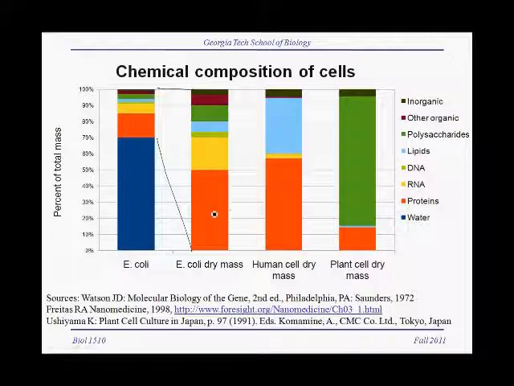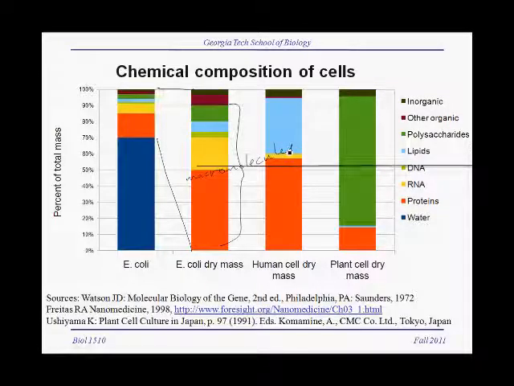About half of it's protein, here shown in orange, and then we have RNA in yellow, DNA in green, lipids in blue, and polysaccharides in green. All of these are what we call macromolecules. Macro for large. And then we have some small organic molecules, and we have some inorganic residue as well. So when we go to human cells or plant cells, again, the bulk of the cell mass are macromolecules.